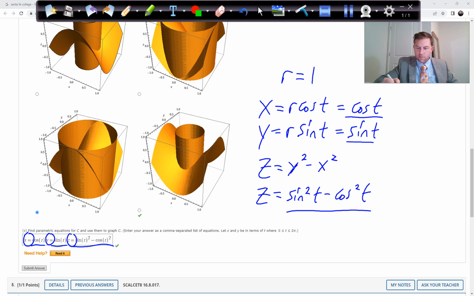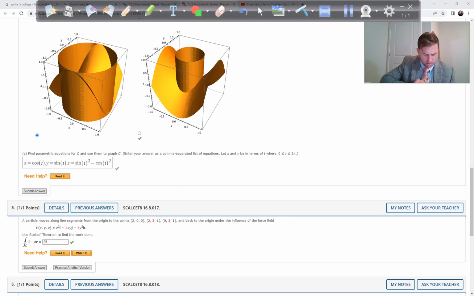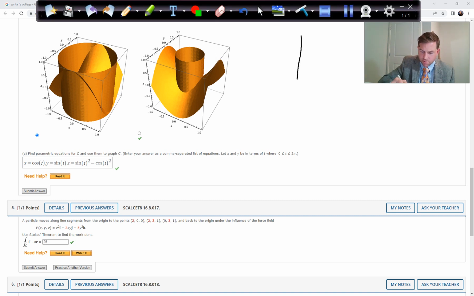Okay, that's problem 4. For problem 5, we have a particle that moves along line segments from the origin to 3 different points and back to the origin under the influence of the force field, and it gives us the force field. Find the work done. Well, the work done is just going to be finding the double integral of our f dot dr, like we've done on all these other problems. We're going to have to find the curl and do everything else, but I want to draw this picture just to give us a better sense of what's going on here.